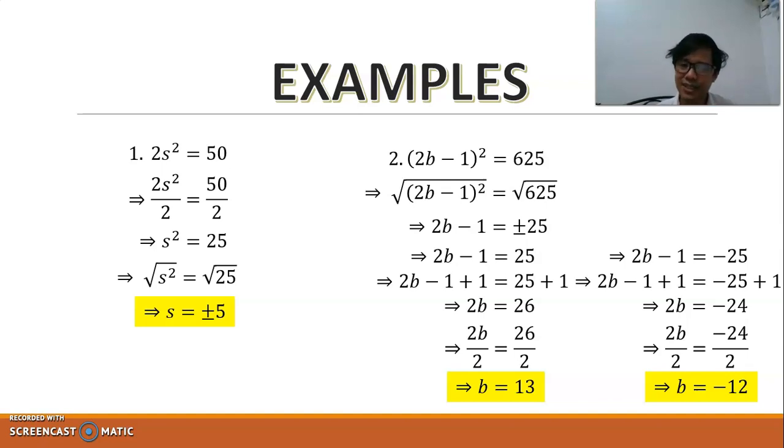That is our lesson for today about solving quadratic equations by using extracting square root.